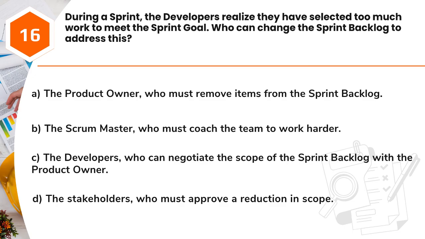Question 16. During a sprint, the developers realize they have selected too much work to meet the sprint goal. Who can change the sprint backlog to address this? A. The product owner, who must remove items from the sprint backlog. B. The Scrum Master, who must coach the team to work harder. C. The developers, who can negotiate the scope of the sprint backlog with the product owner. D. The stakeholders, who must approve a reduction in scope.